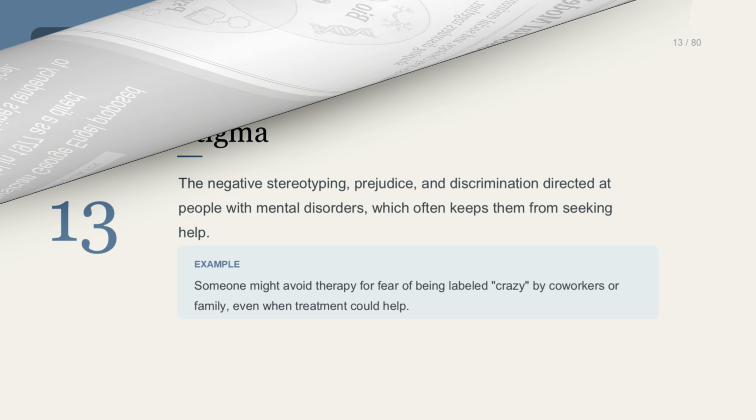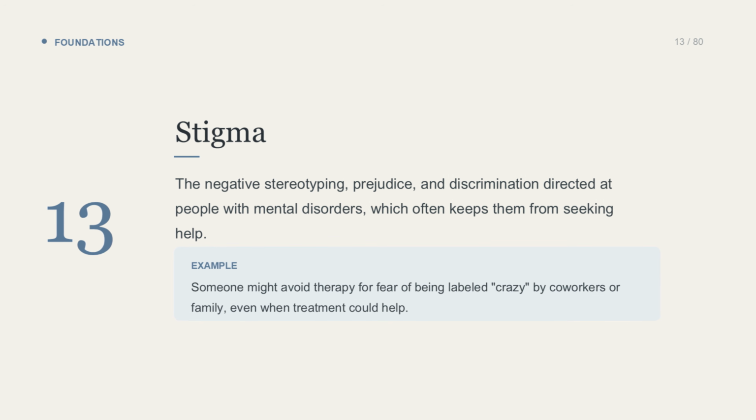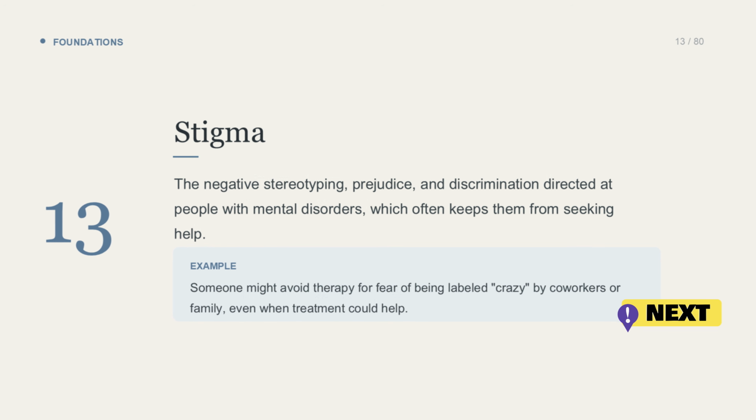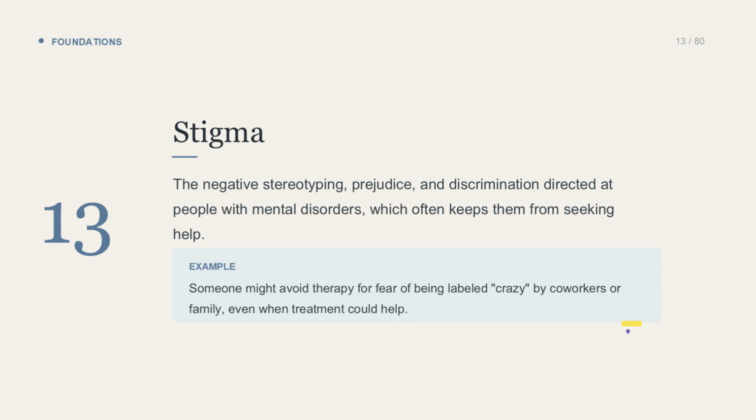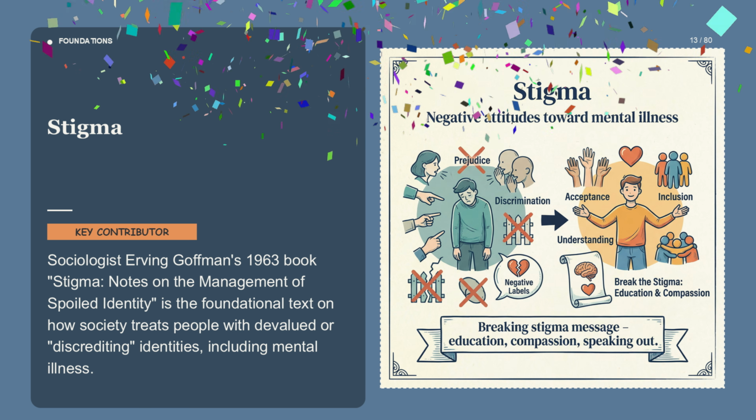For example, someone's depression might be shaped by genetic vulnerability, negative thinking patterns, and a stressful home environment all at once. 13. Stigma. Stigma is the negative stereotyping, prejudice, and discrimination directed at people with mental disorders, which often keeps people from seeking help. For example, someone might avoid therapy for fear of being labeled crazy by coworkers or family, even when treatment could help them.